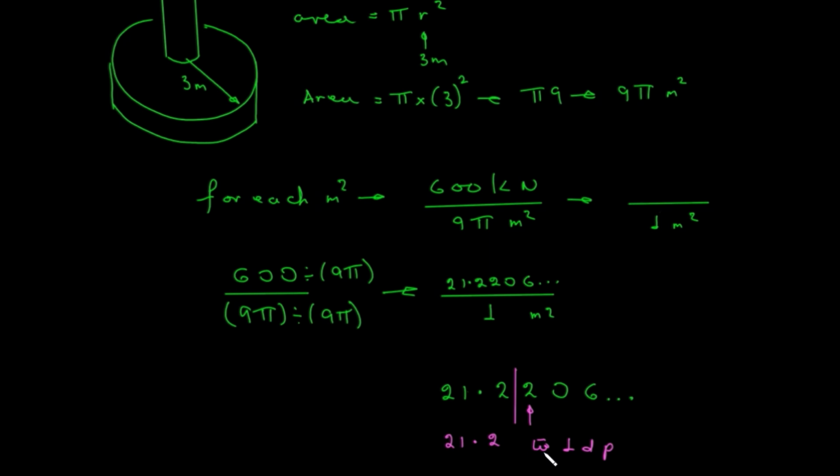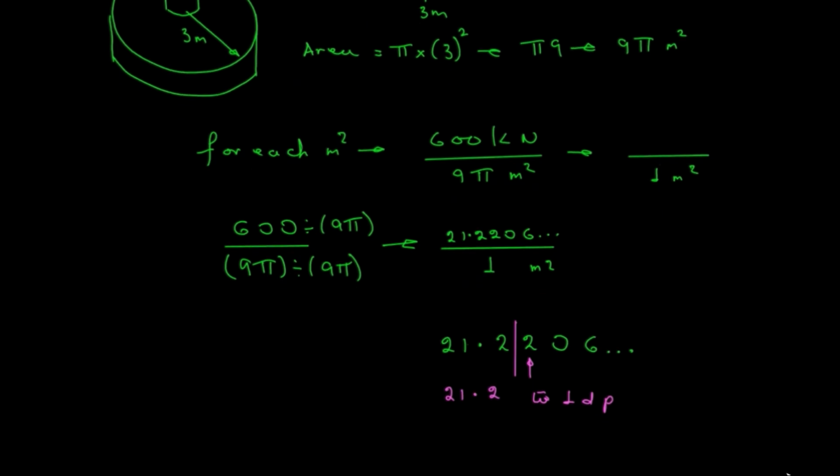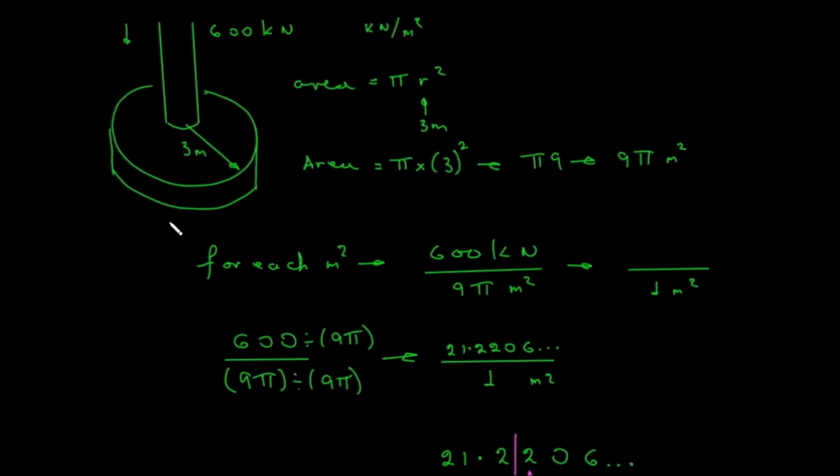Now we bring in our units of measurement, kilonewtons per square meter. So it is in fact 21.2 kilonewtons per square meter. And that is the load that is transmitted to the soil under that disc. Fairly straightforward once you're used to them.